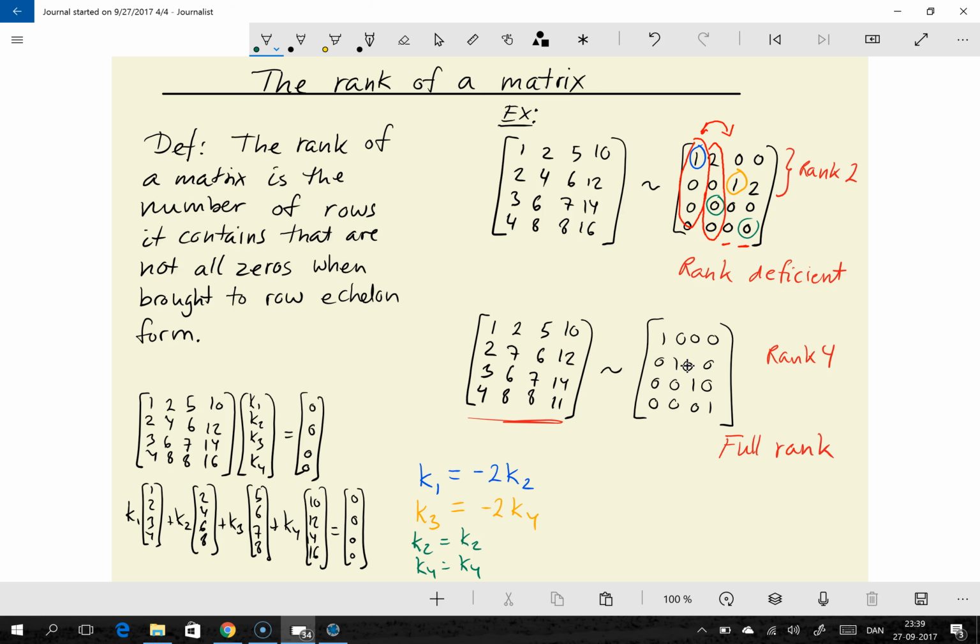So you may define rank as either the number of rows in the matrix in the reduced echelon form that are not all zeros, or as the number of linearly independent column vectors in the matrix.